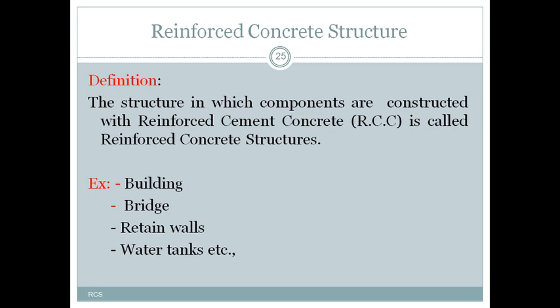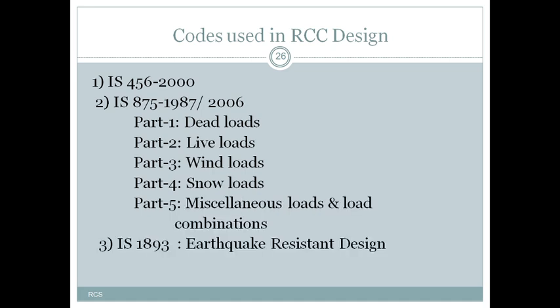For designing a reinforced concrete structure, we should know what codes are available for design and what loads are to be considered while designing each element of an RC structure. First, we'll see the codes used in RCC design. These are the following codes. The first one is IS 456-2000, for plain and reinforced cement concrete. It is very important. At our diploma level, more than 90% of the time we will use this code only for calculating or designing any RC members.